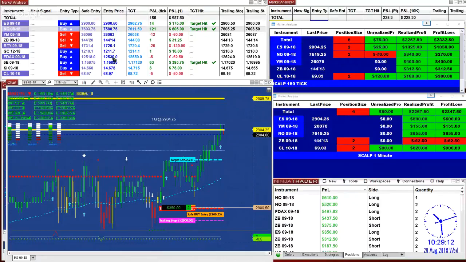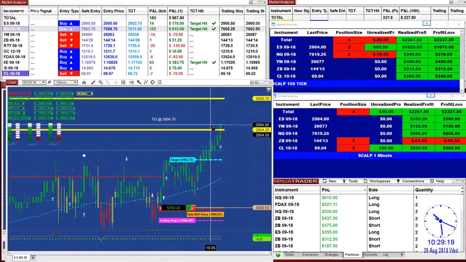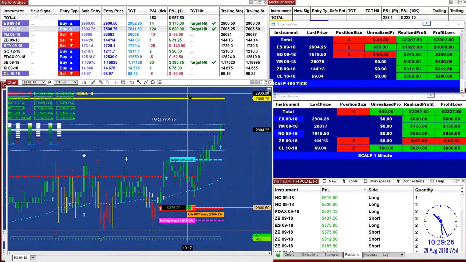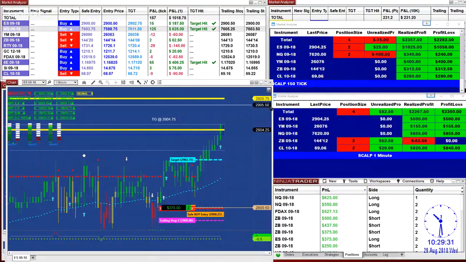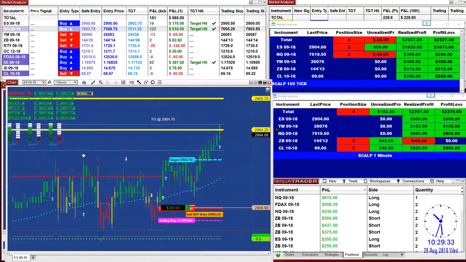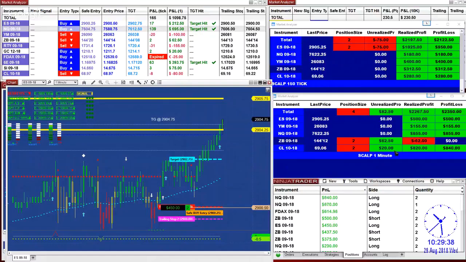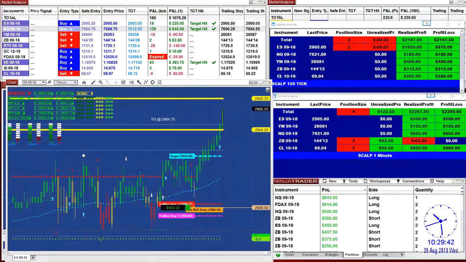Okay. You see what is this line here? This is your resistance line, 904.50. Let's see what will happen. And it's obvious if we look at the 150 ticks scalper and the 1 minute scalper. Okay, that trade on the Nasdaq we need to close is finished. We have a new breakout. It's not gonna make it.